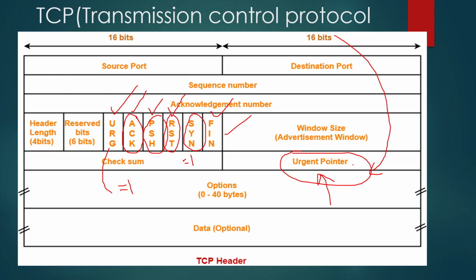But the push flag doesn't have that. It is just immediate data. Immediately it should go to the application. Urgent, you can say it's important. Whatever you're typing here, immediately it should display remotely. So you don't have any field to store push data. But for urgent you have an urgent pointer. It will store some data, and whatever data it stores will immediately go to the application when the urgent bit is set to 1. That is the main difference.